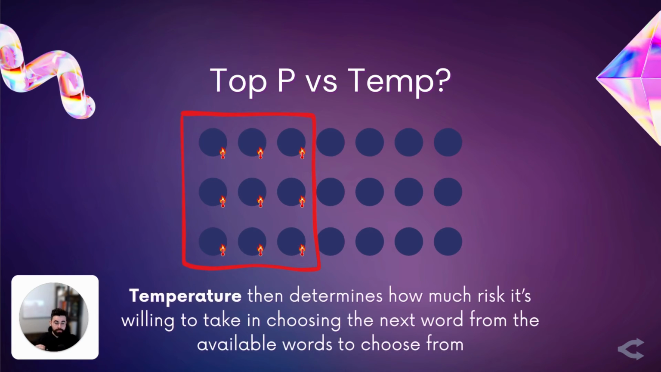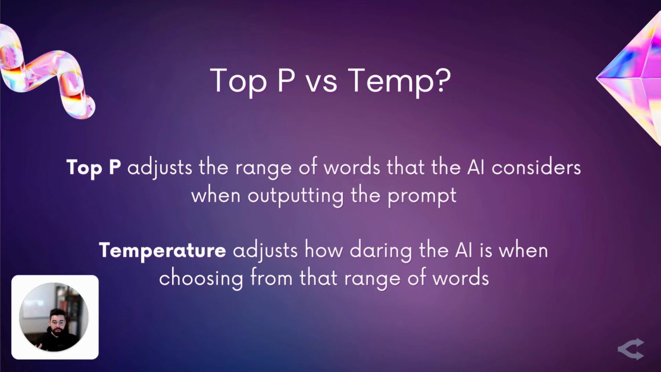So a low temperature means the AI is playing it safe, choosing the most likely next word to follow. A higher temperature lets the AI be more adventurous, picking words that might be more surprising or unusual. And that's how top P and temperature differ. In short, top P helps manage the range of words the AI considers, making sure it doesn't go too wild or boring. Temperature adjusts how daring the AI is within that range, balancing between playing it safe or going for the unexpected.